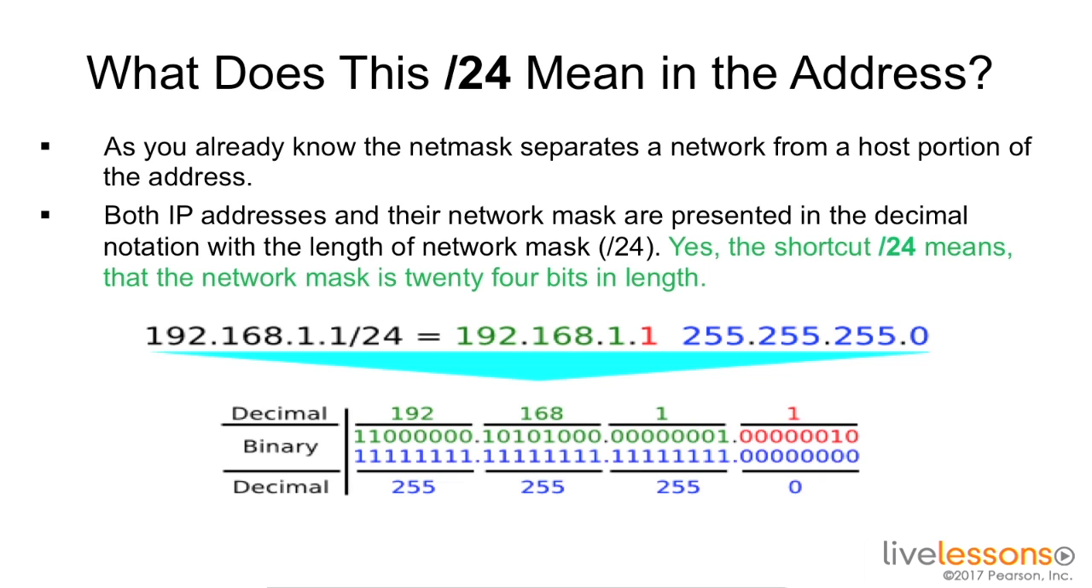Both IP addresses and their network mask are presented in decimal notation. The subnet mask is usually referred to by how many bits in length that it is. For instance, if it's a /24, it means that the net mask is 24 bits in length.